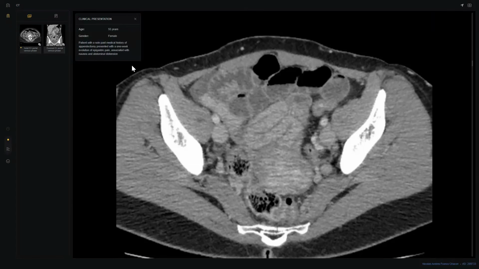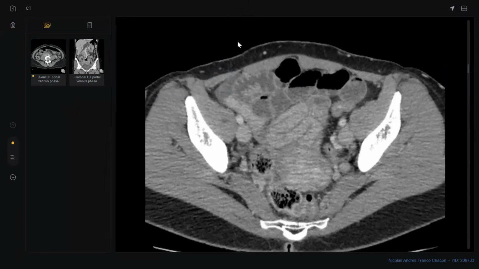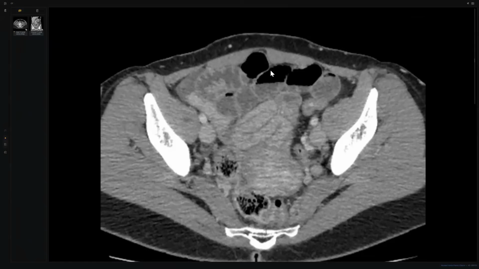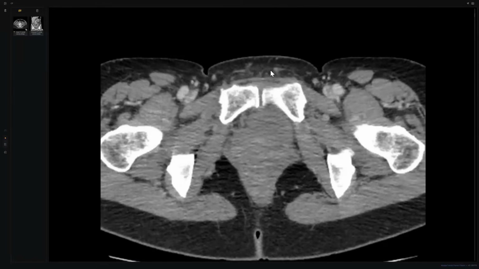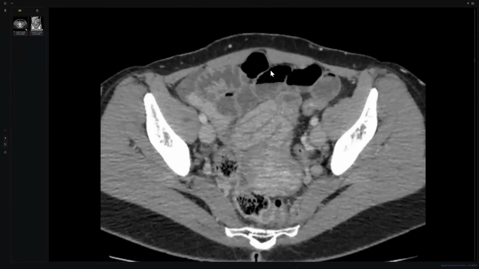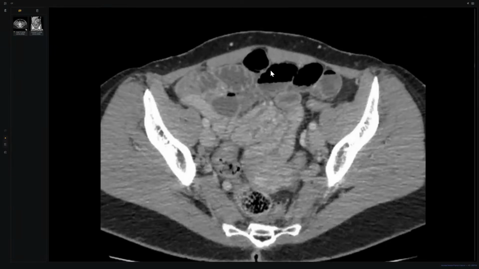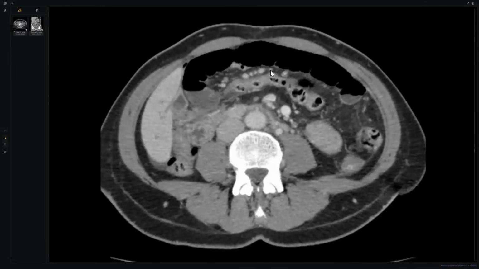Let's see here. One with associated appendectomy. Okay. I will give you the choice: if this is open surgery, this is open appendectomy. Look here at the right iliac fossa. Do you expect there are any scars? No, I cannot appreciate any scar. Okay, so it's likely a laparoscopic appendectomy.